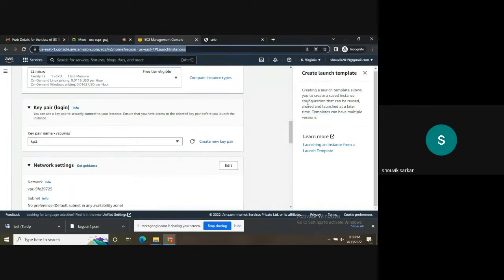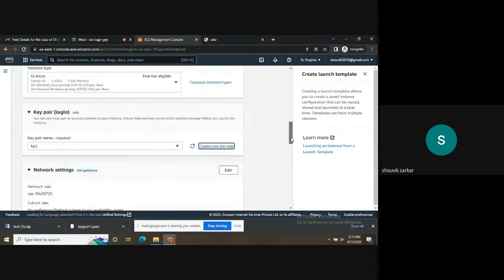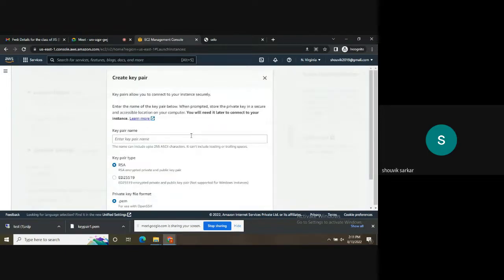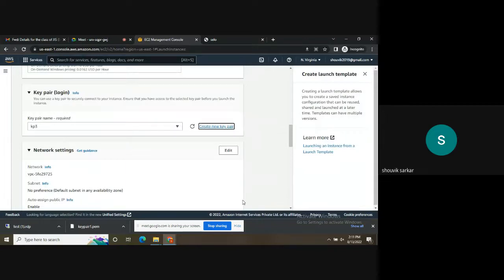As it's not allowed, I need to create again because I'm not able to download this key here. I again need to create a key, and we create it. So it's now downloaded.